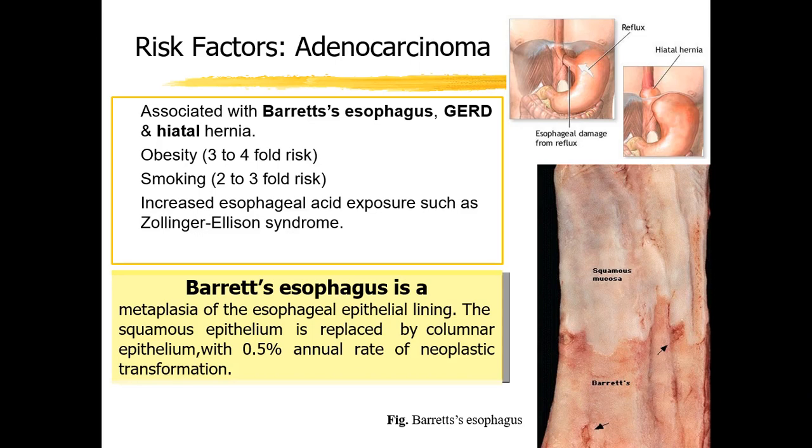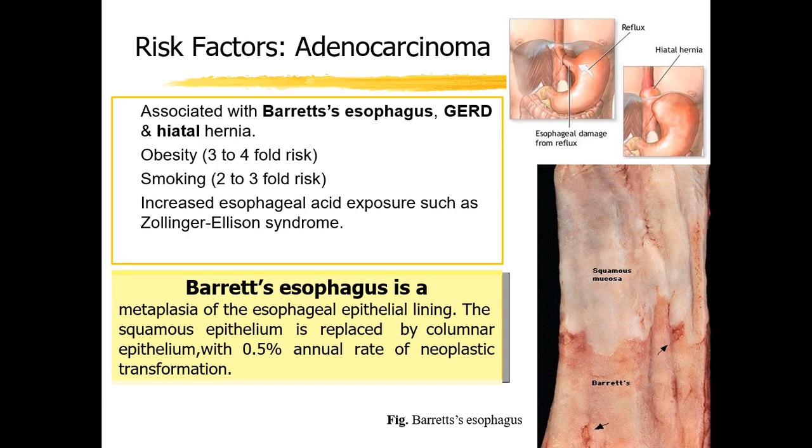Now, the risk factors of adenocarcinoma, that is Barrett's esophagus, related with GERD and hiatus hernia, obesity, smoking, increasing esophageal acid exposure such as Zollinger-Ellison syndrome. Repeatedly I am saying Barrett's esophagus because it is the preventable cause of the malignancy.